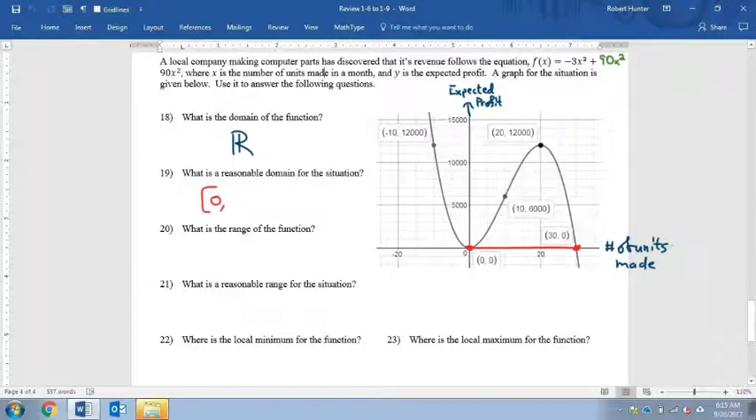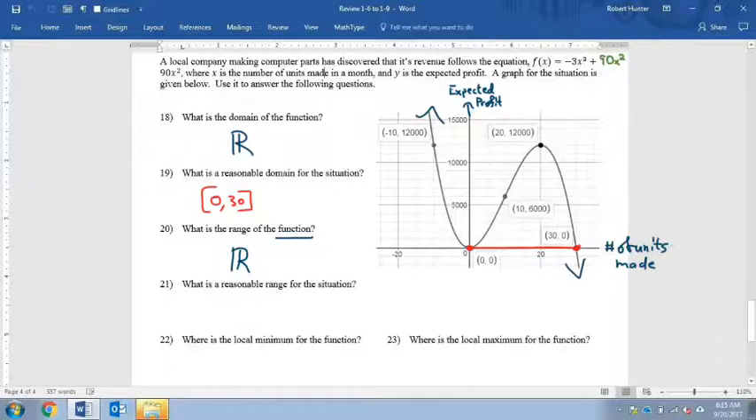Well, yes, you can make more than 30 units. There has to be a stopping point somewhere, because you cannot make an infinite number of units. It just doesn't happen. So if that's our domain, the range of the function. The range of the function, not the situation, the function. Well, it goes up forever and it goes down forever. So it's everywhere. Again, all real numbers.